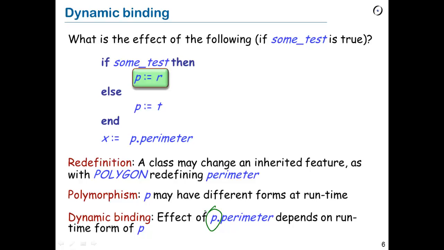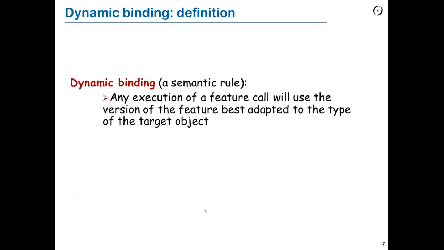Static binding, which is applied strangely enough in some programming languages, would be to say that the version to be applied is always the version from the static type, in this case polygon. An example of a language which has static binding by default is C++, although you can have dynamic binding by specifying a function as virtual, a C++ keyword. And in Eiffel or in Java, the default policy, in fact the only policy, is dynamic binding because it's the semantically correct one.